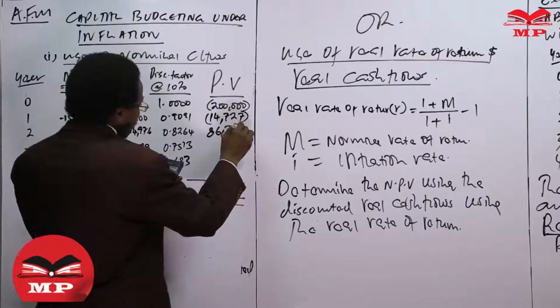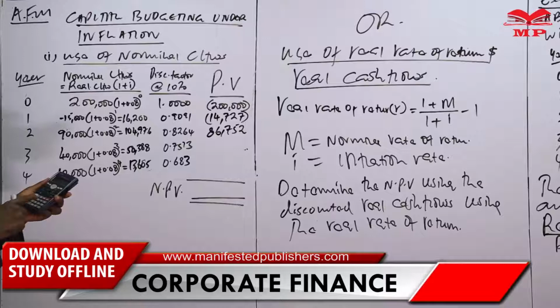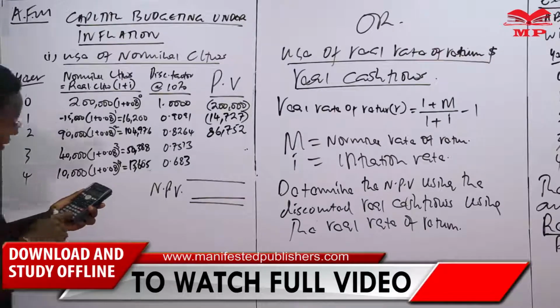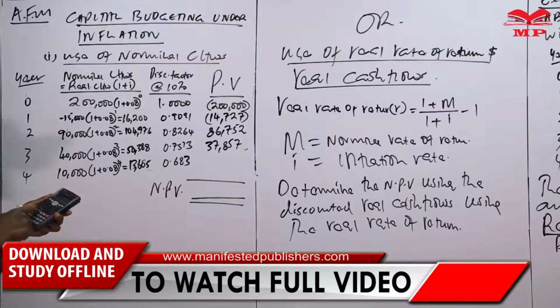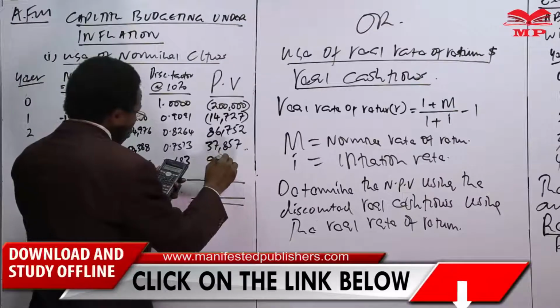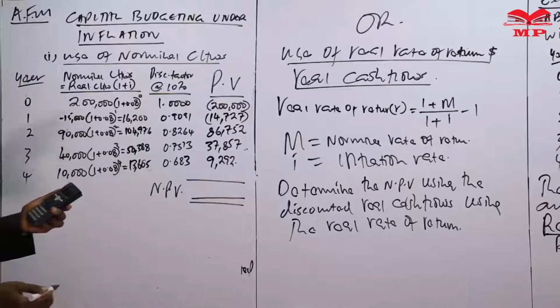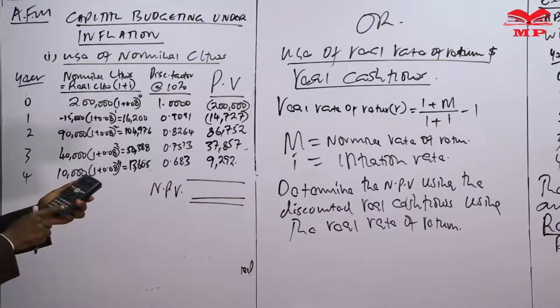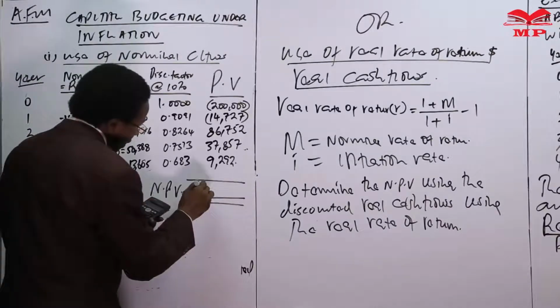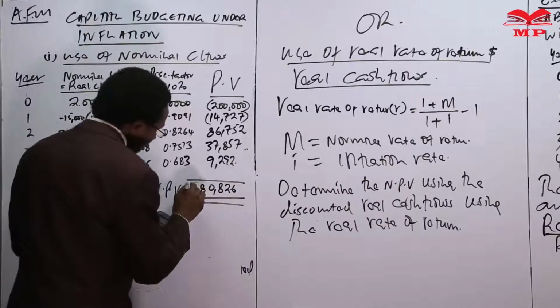I'm getting 86,752. Then the next one will be 50,388 by 0.7513. So I have 37,857. Then the next one is 13,605 by 0.683. Then you have 9,292. So I had all those. I say negative 200,000, negative 14,727, 86,752, 37,857, 9,292. We have negative 80,826. So this is a negative NPV.